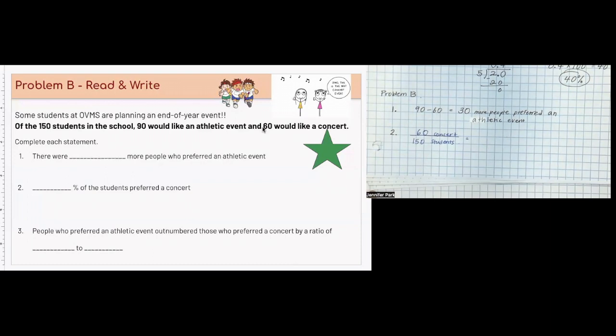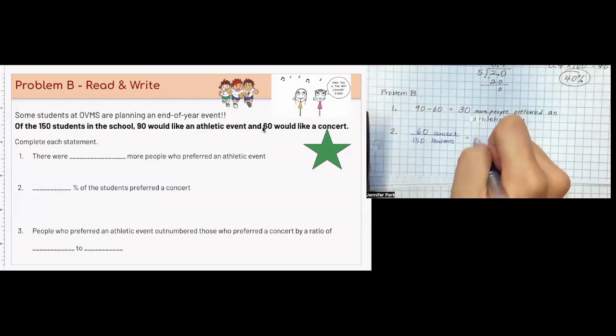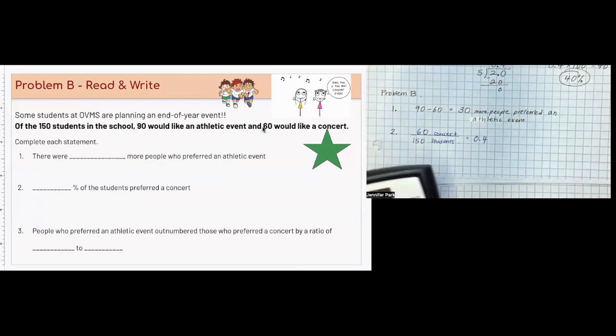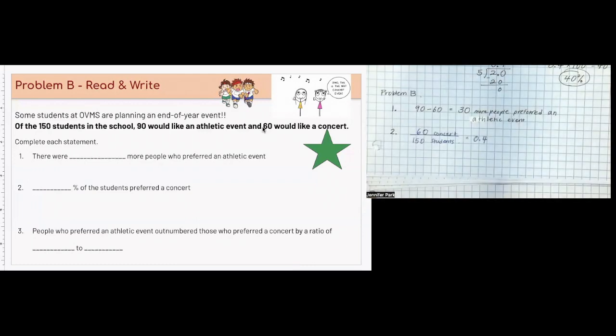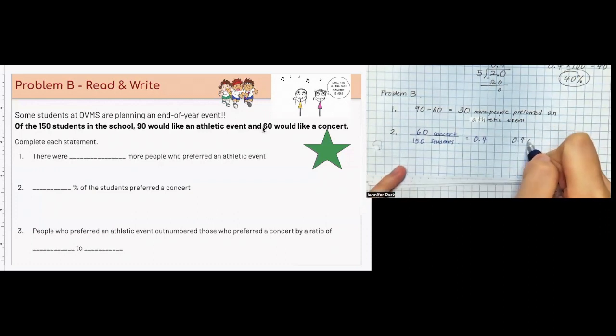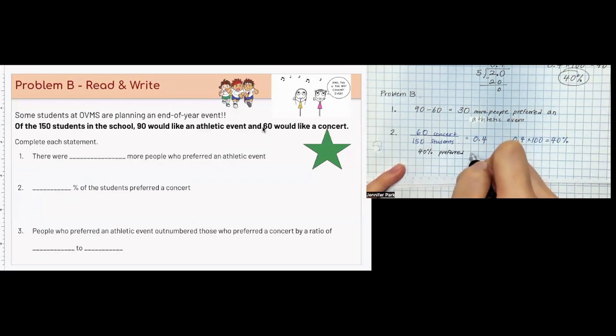So we're going to do that in our calculator. I'll show you that real quick. I'm going to do 60 divided by 150. I got 0.4. So we turn the ratio into a decimal, and then we're going to turn that into a percentage by multiplying by 100, which is 40. So 0.4 we're going to multiply by 100, 40%. So we know that 40% preferred a concert. I'm sorry, not athletic concert, preferred a concert. They combine the two together.